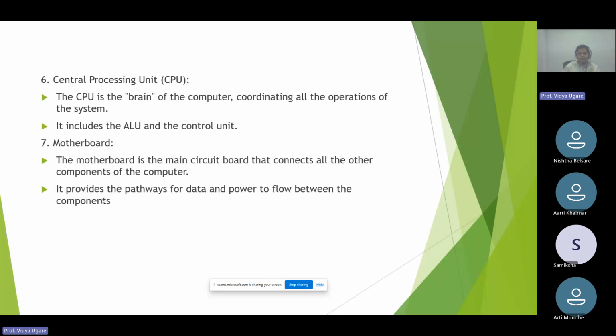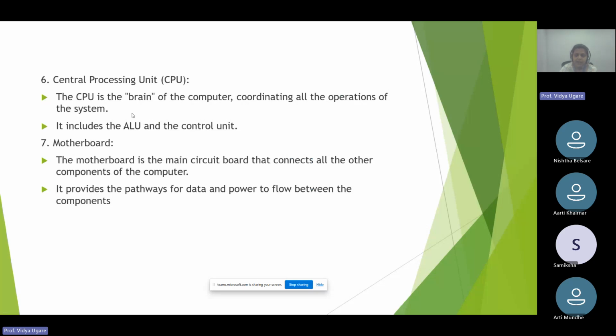Then comes the CPU. What is this called? The CPU is the brain of the computer, coordinating all the operations of the system. It also has an ALU, and it also has a control unit. Brain of the computer means it handles the maximum tasks of your entire computer: taking input, processing it, giving output, storing, holding, everything is handled and taken care of by your CPU. That is why it is called the brain of the computer.